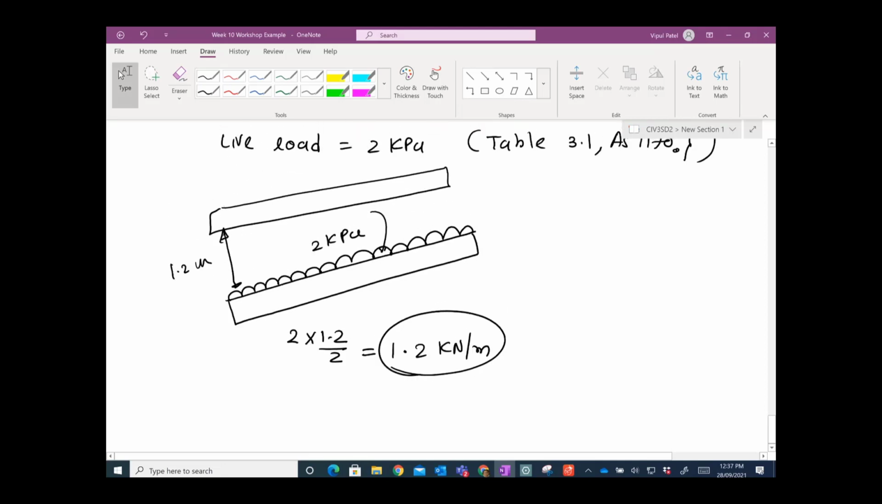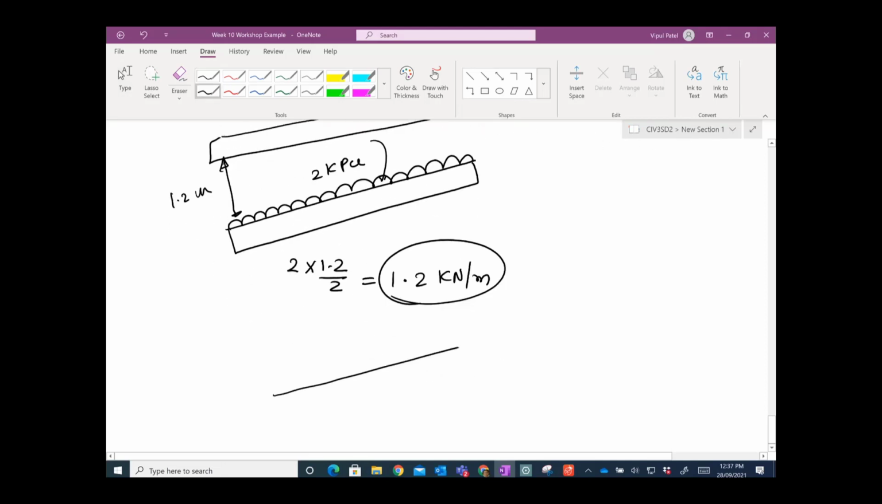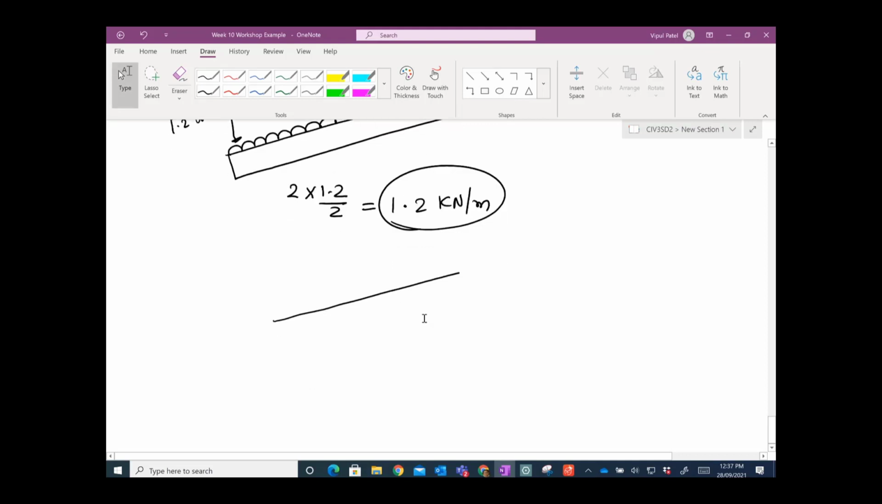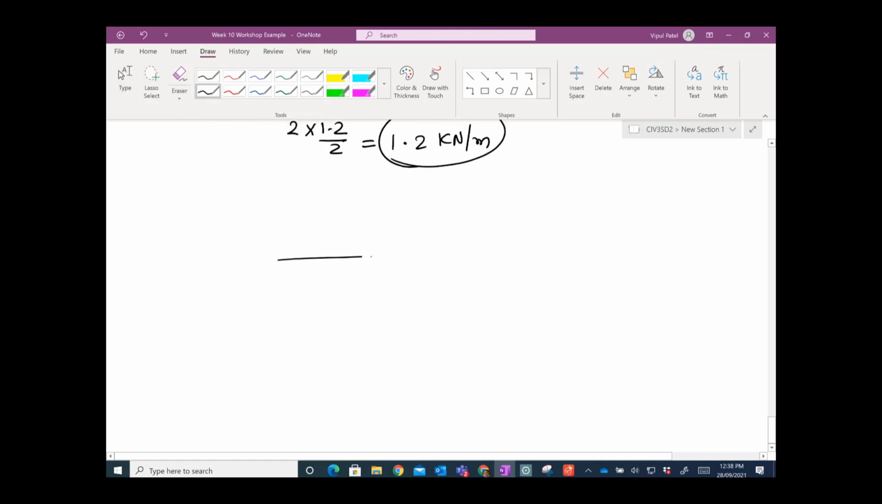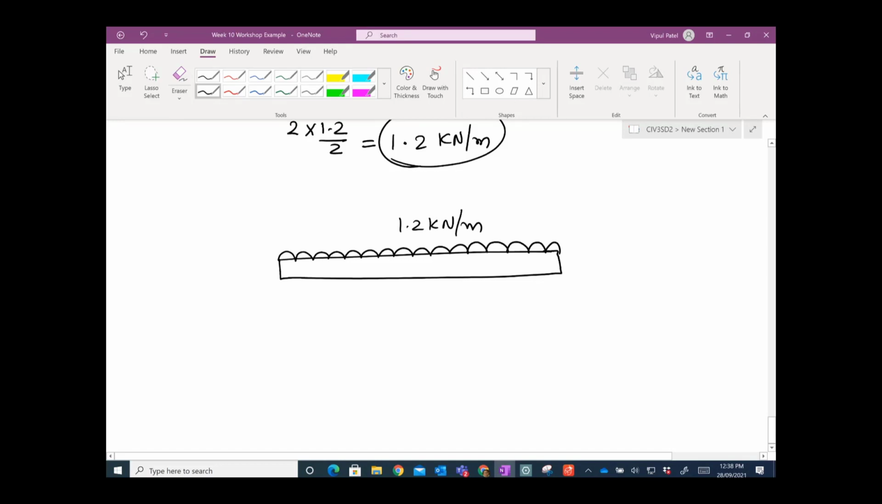Now let's calculate the shear force due to the live load. Let's make it horizontal and then we convert it into the inclined one. Let's say this is the horizontal stringer. Just don't worry about the inclined one, don't make it complex. So let's say you have this 1.2 kilonewton per meter live load. What would be the reaction force?